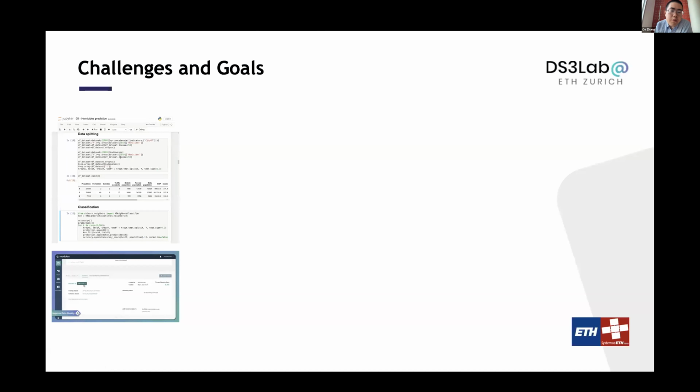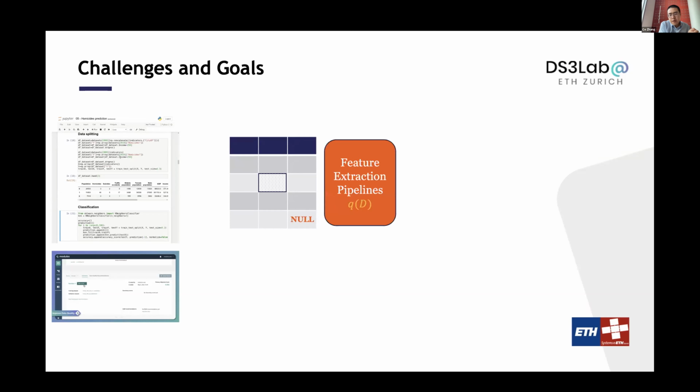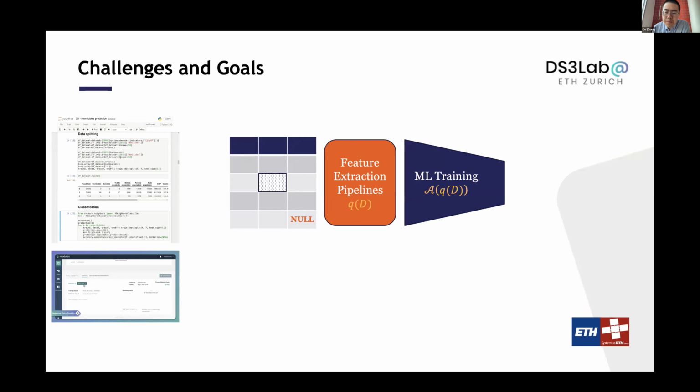So this is a technical problem that we want to understand. On one hand, you have your data set. You could have a whole bunch of problems, some noise, some missing values, and you pipe that into a feature extraction pipeline, and then you train your machine learning model, you get a model, and you measure some of the dimensions of the model quality.